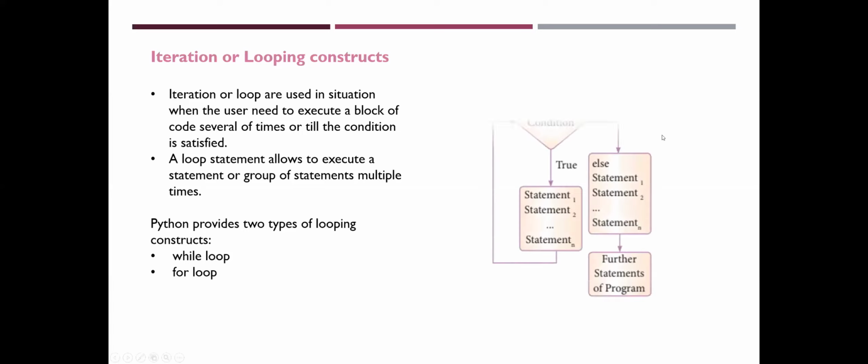Let me explain it next. Here you can see the flow chart. If the condition is true, the statement block is executed, statement 1 and subsequent statements. Then the condition is checked again. This condition is checked until it becomes false. If the condition is false, the outer part of the code will be executed. This is known as looping structures.